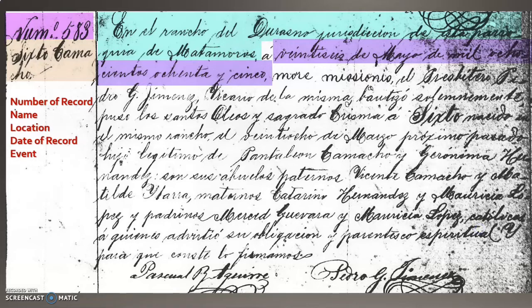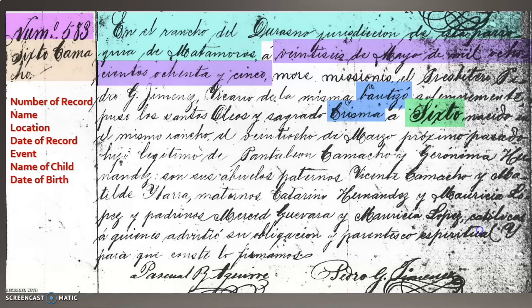It goes on, and I can tell that this is a baptismal because he's talking about baptizing and christening the child, Sisto, and right after that it says "nacido," and gives his date of birth, which is the 28th of March of 1885. So you've got the date of record, the 26th of May of 1885, and his birth date, the 28th of March.